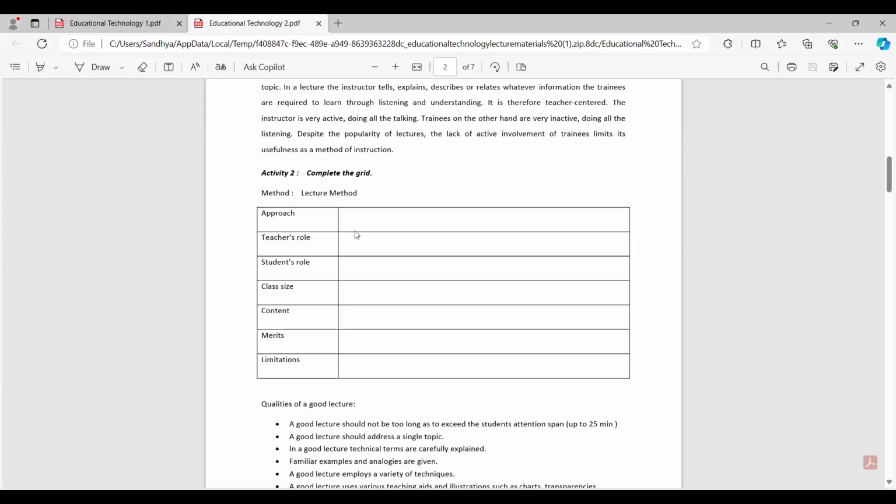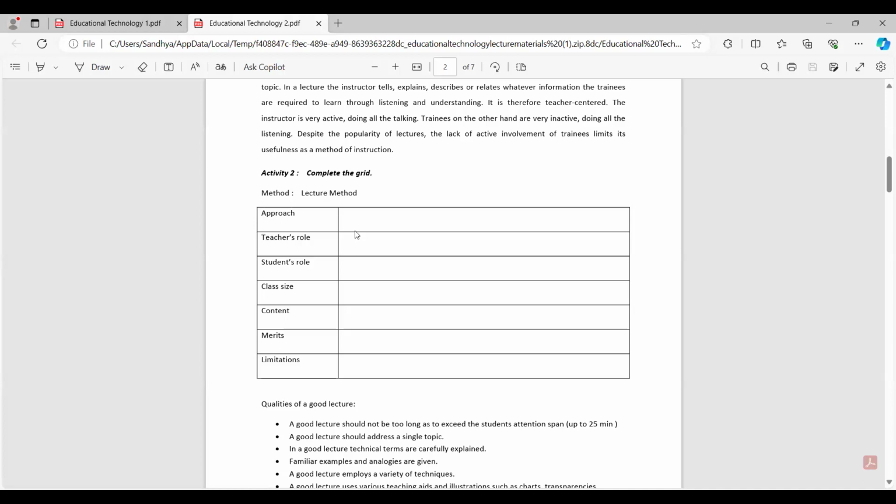You can have a large class when you are doing the lecture method. Content. A vast content can be covered, and at the same time, difficult content can be dealt with. When it comes to content in the lecture method, what kind of content can be covered? A large content, a vast area can be covered. And at the same time, difficult content, complex topics can be covered. Am I right? Yes.